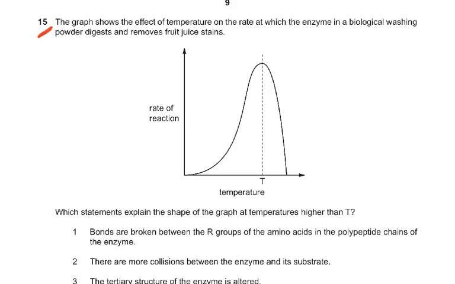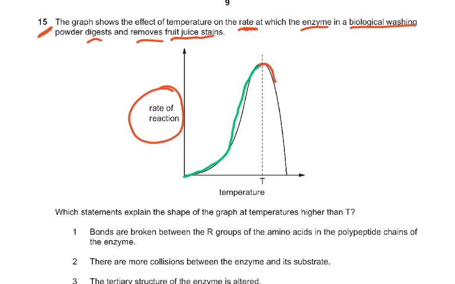Now, coming to question number 15, the graph shows the effect of temperature on the rate at which the enzyme in a biological washing powder digests and removes the fruit juice stains. This is the rate of reaction. So now look at how it is. The rate is increasing before T. The rate is decreasing after T.